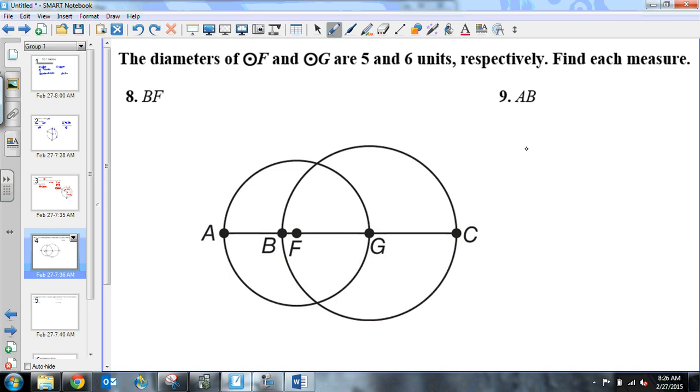Now we get problems 8 and 9, which are a little bit tricky. It says here that the diameters of circle F and circle G are 5 and 6 units respectively.